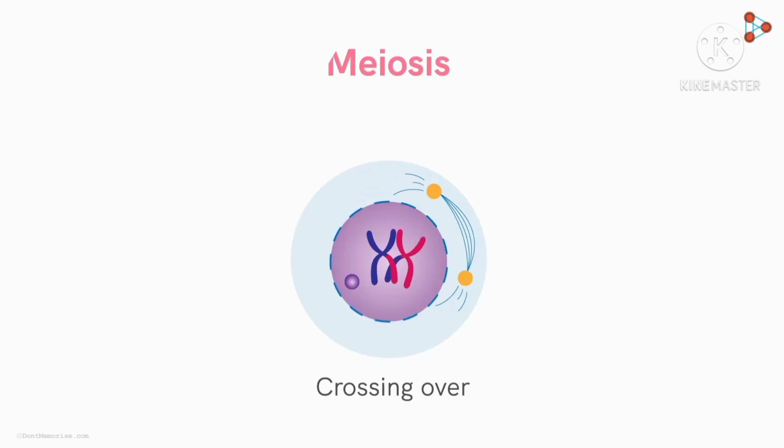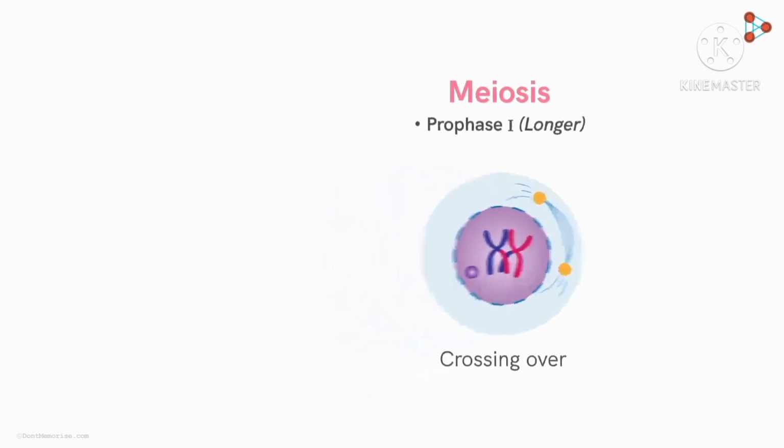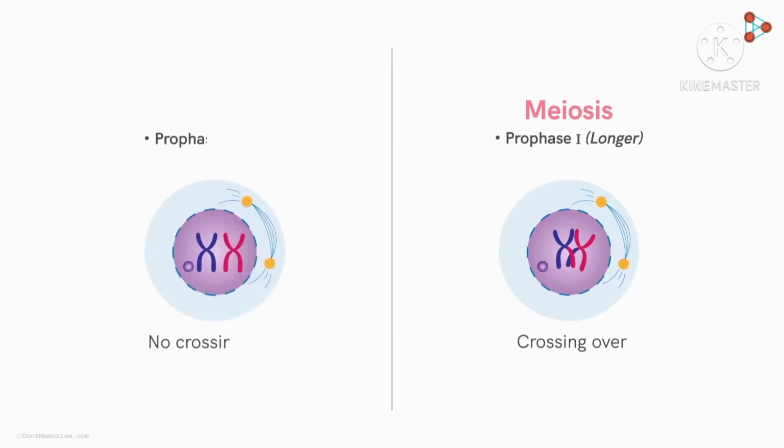The first stage of meiosis 1, that is prophase 1, is very long, consisting of 5 substages. On the other hand, prophase of mitosis is comparatively shorter than prophase 1. Crossing over does not occur in prophase, while it definitely occurs in prophase 1.